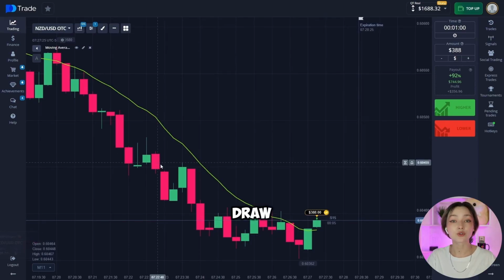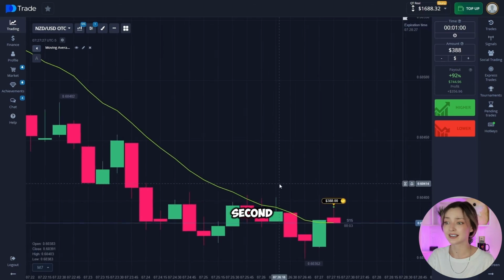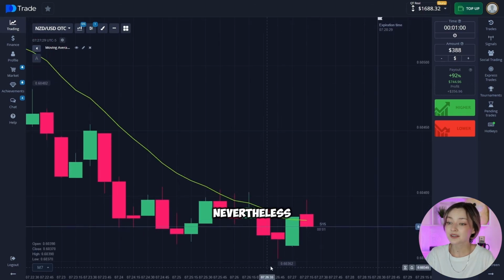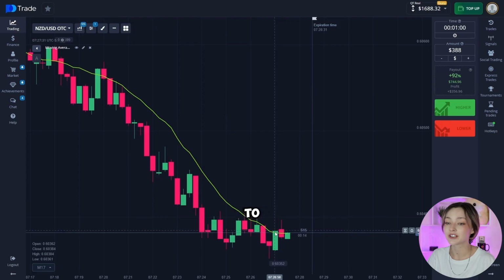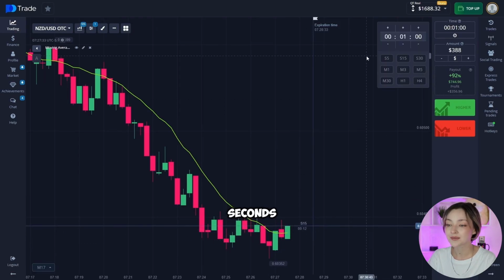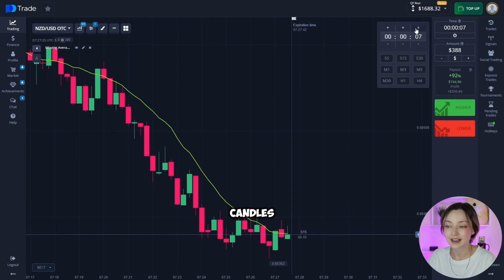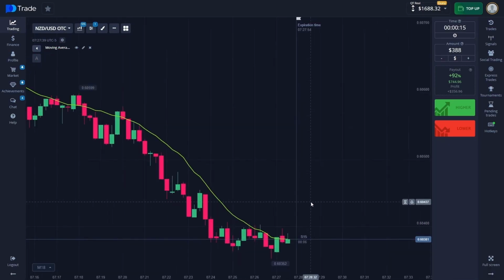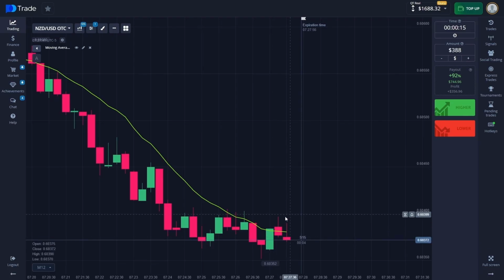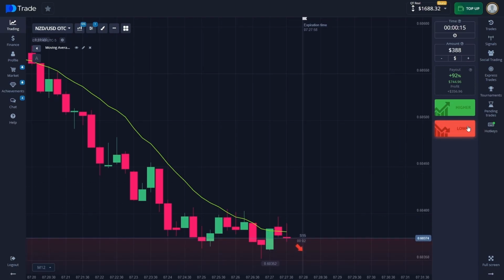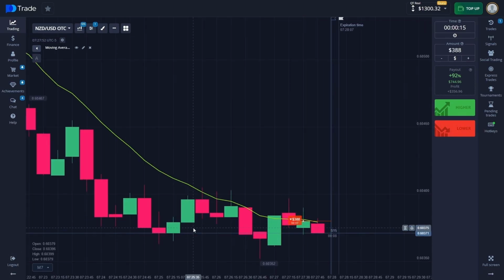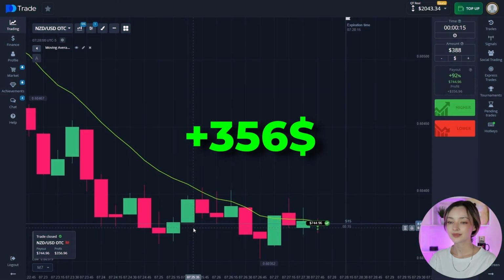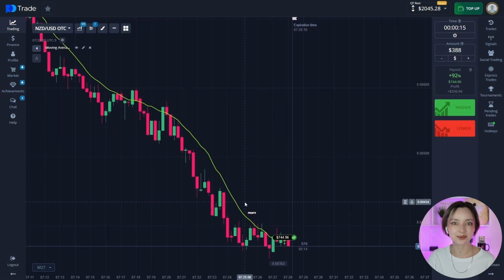The trade closed in a draw. Just an extra glimpse of a second would have been a loss. Nevertheless, I'm placing another trade. I want to change the expiry time to 15 seconds and wait for the candle to settle, and we're going to place a trade. And the trade confidently closed in a profit.